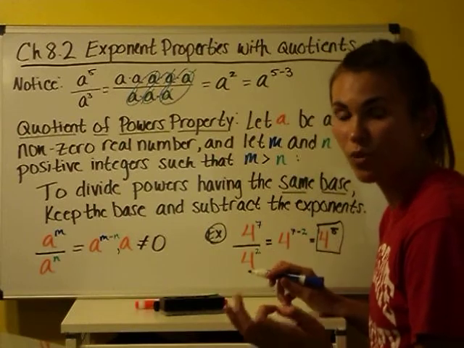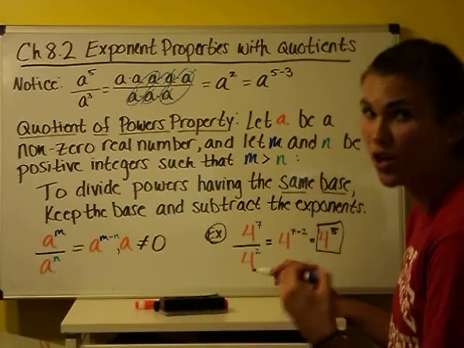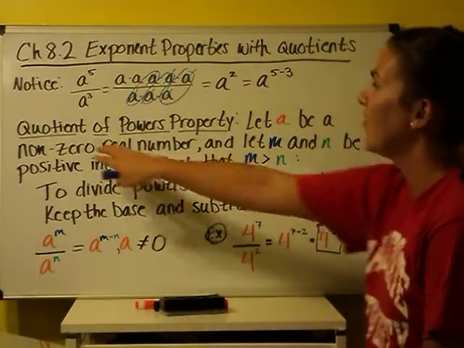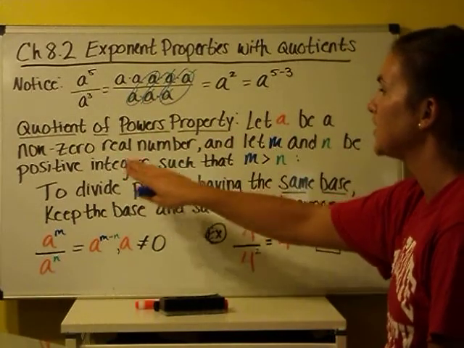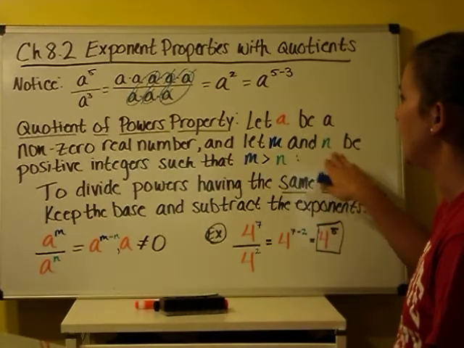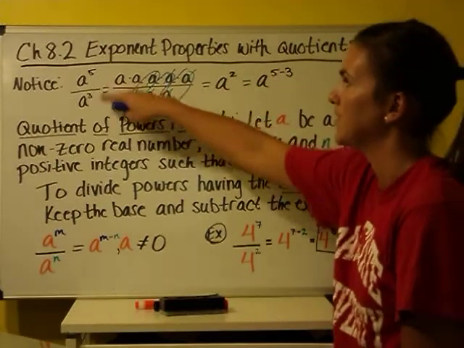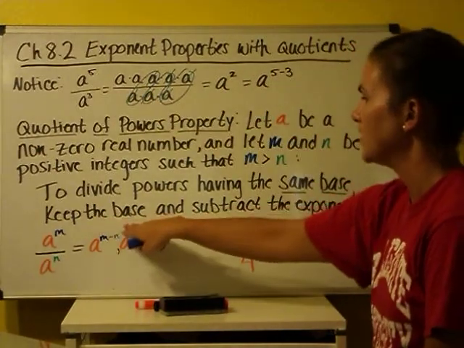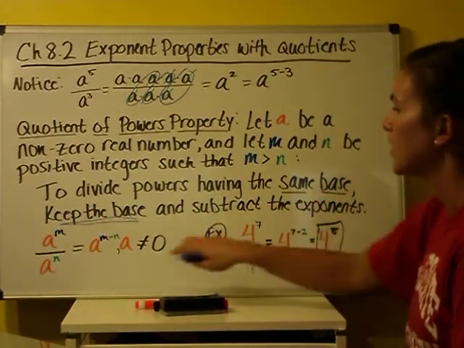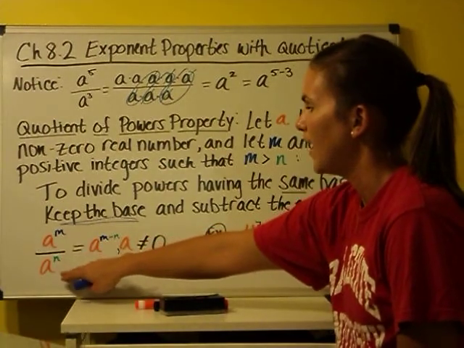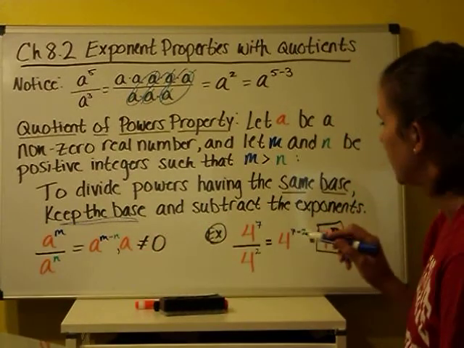Okay, so yesterday, when we were multiplying, we were adding exponents. Today, when we're dividing things with the same base, we can just subtract their exponents. And that is the quotient of powers property. Okay, if we let a and b be non-zero real numbers, and m and n be positive integers such that m is bigger than n, so the exponent's bigger on the top than on the bottom, then we keep the base again, that's very important, base stays the same, and then subtract the exponents. So here we have a to the m divided by a to the n, and we get a to the m minus n. A can't be 0 because we can't divide by 0.